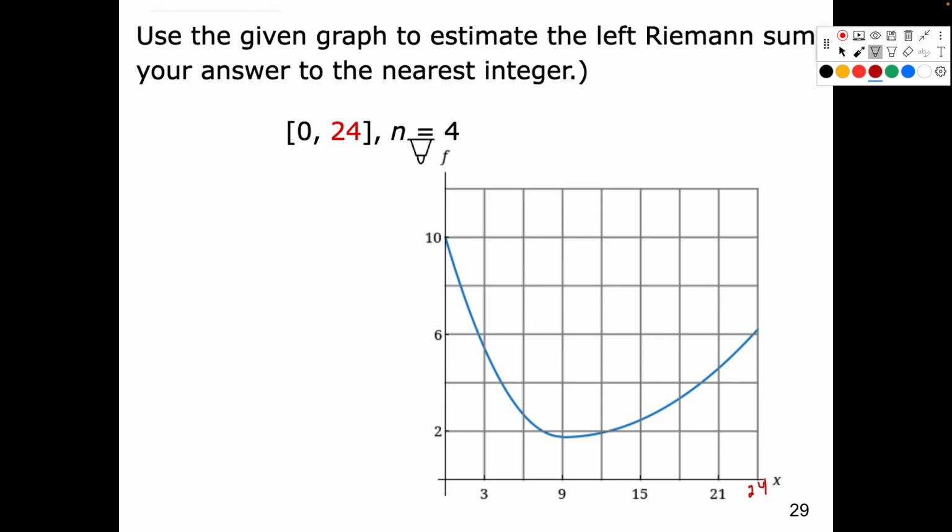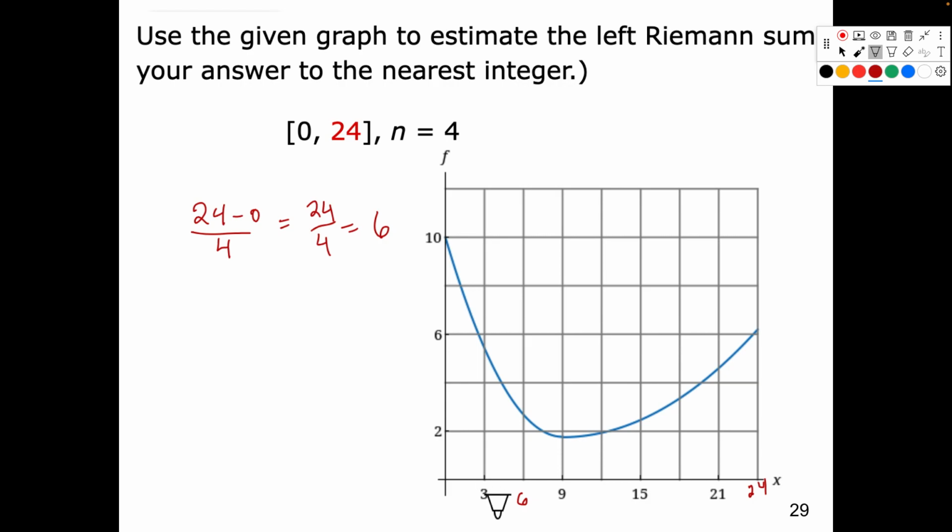So that's going to go from 0 to 24, dividing it into 4 regions. How wide is each rectangle? Again, we take 24 minus 0 divided by 4, because we want to divide it into 4 pieces. That's 24 divided by 4. Each piece should be a length of 6, which is a convenient amount because they've got the graph labeled in groups of 3, so it's a little bit easier to pull out the 6s here.